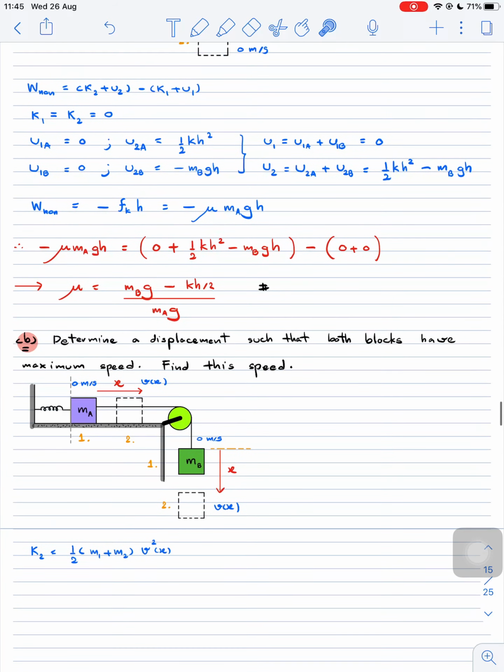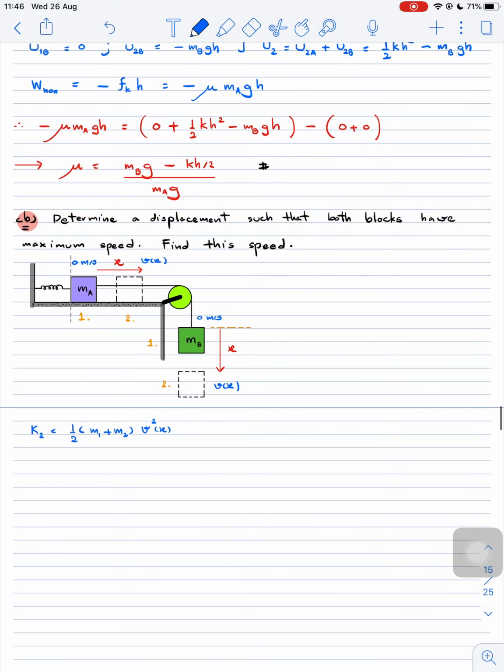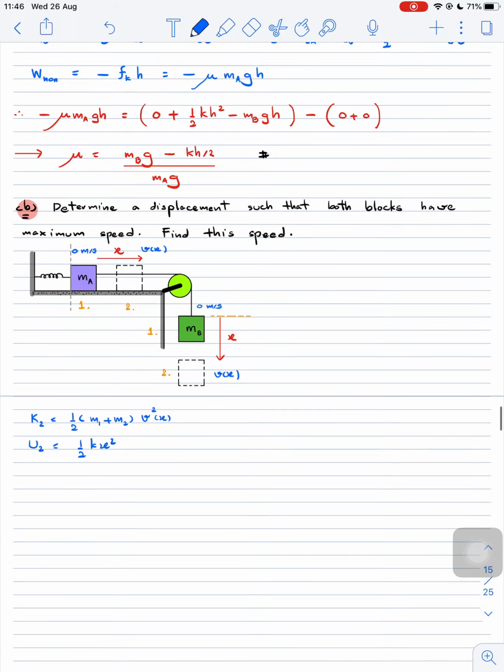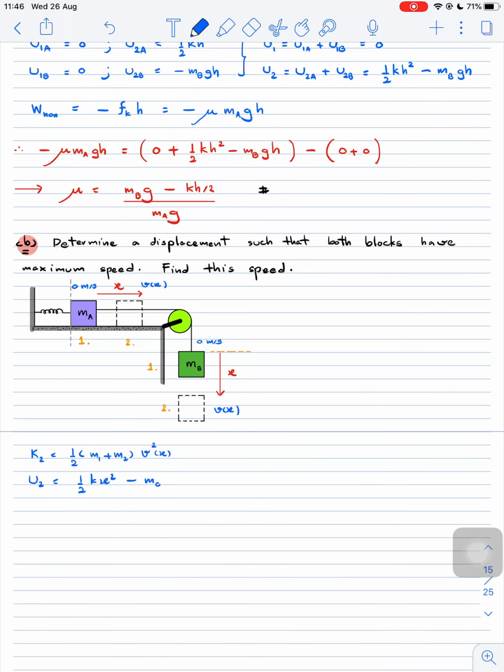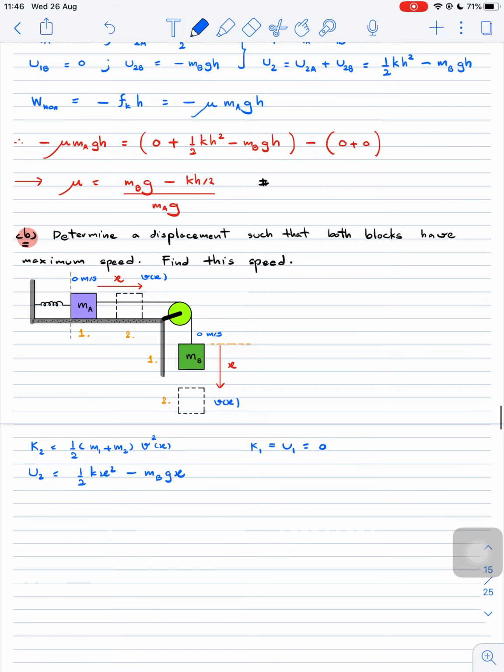So what else is going to change? U1 is still 0, so that's nothing changed. But for U2, we need to change from h to x. We get that U2 equals 1/2 k x squared, and then minus m_B times g times x. And K1 equals U1 equals 0. Just take note here.